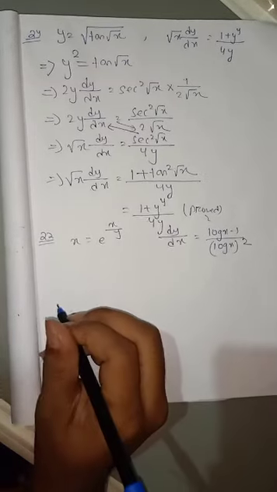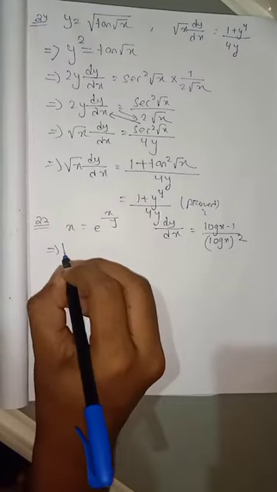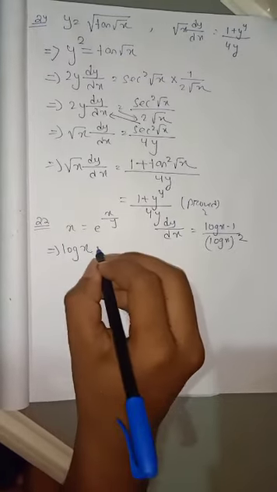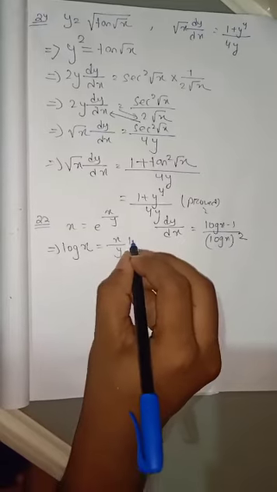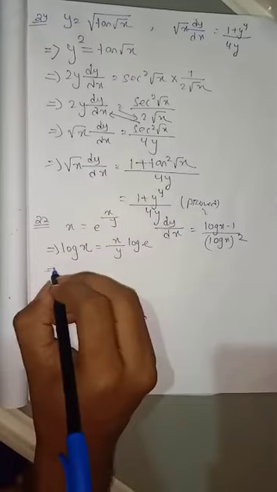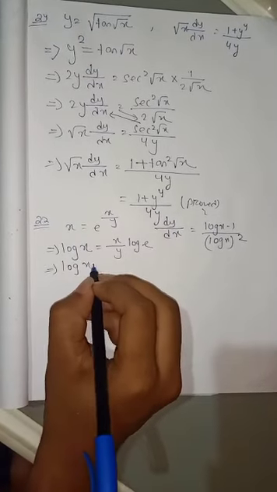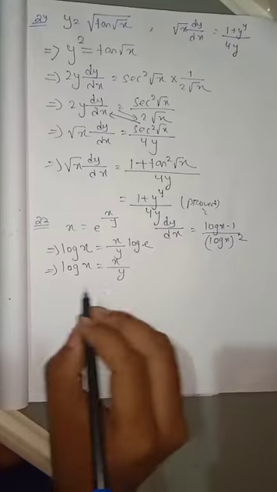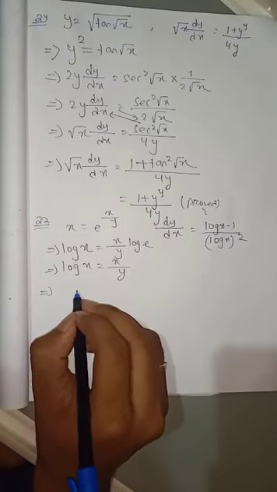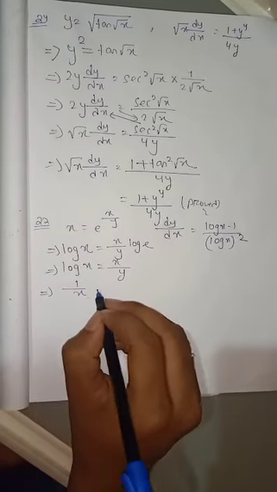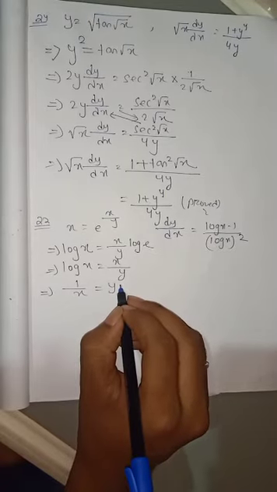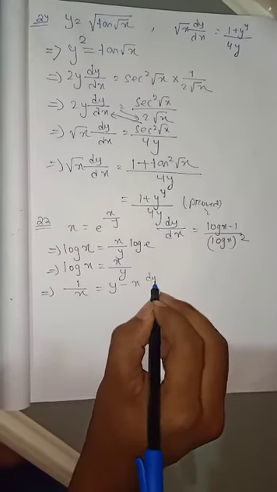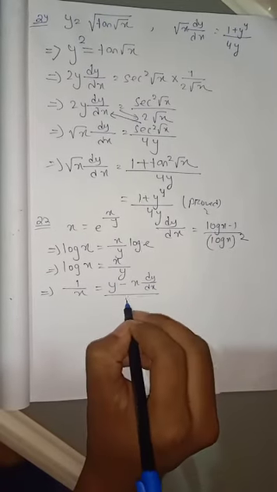First you take logarithm on both sides. x by y log e, the value of log e is 1, so we get x by y. Differentiating both sides with respect to x, we get 1 upon x equals (y minus x dy by dx) by y square.